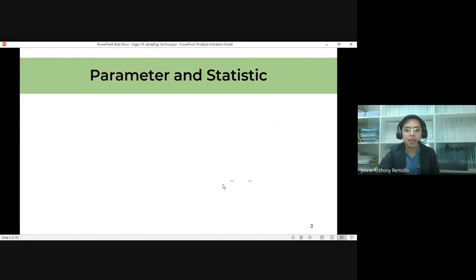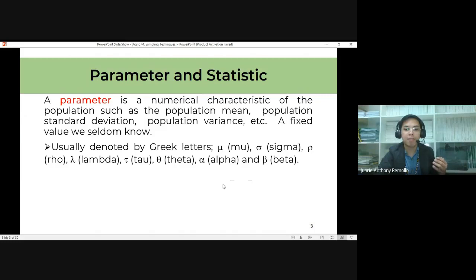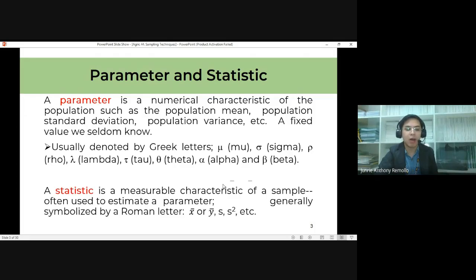So let's know the difference between a parameter and a statistic and what is their relevance to the population and the sample. A parameter is a numerical characteristic of a population, such as the population mean, population standard deviation, population variance, etc. It is a fixed value we seldom know, and it is denoted by Greek letters such as mu, sigma, rho, lambda, tau, theta, alpha, or beta. However, a statistic is a measurable characteristic of a sample. It is often used to estimate a parameter, and generally it is symbolized by a Roman letter: x bar or y bar, s or s squared.